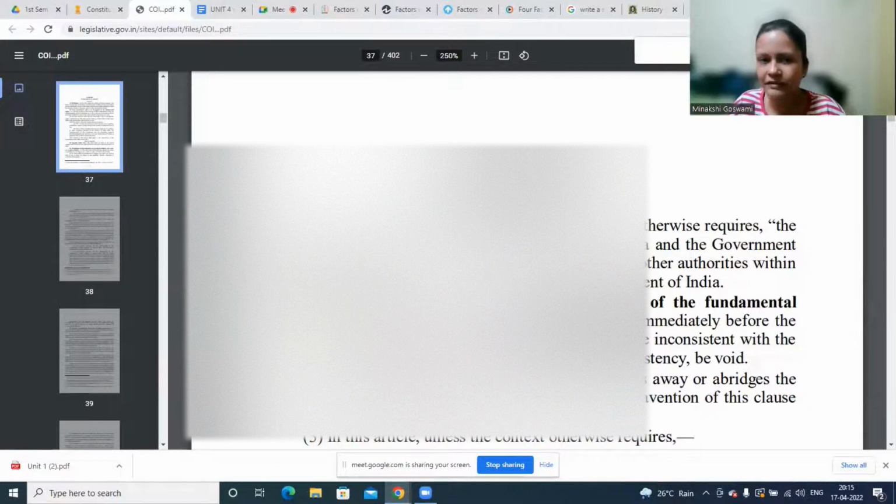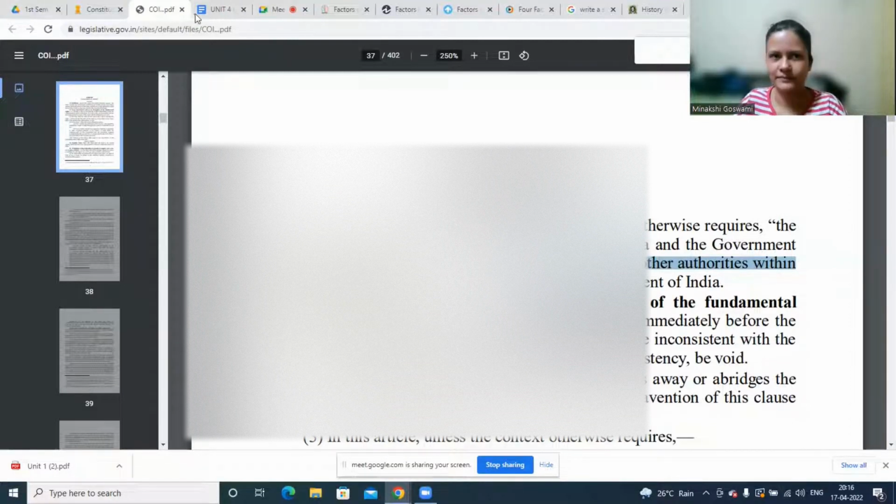So this definition, when you look at it, it clearly says that state includes government, as in the central government, plus Parliament of India, plus it includes the state government and legislature of each state. Fine, until here it's very much clear. But after that it says all local and other authorities within the territory of India. But now what kind of local and other authorities? That's not very clear. So that is why a lot of cases were filed in the court saying, is this falling under local and other authority or not?